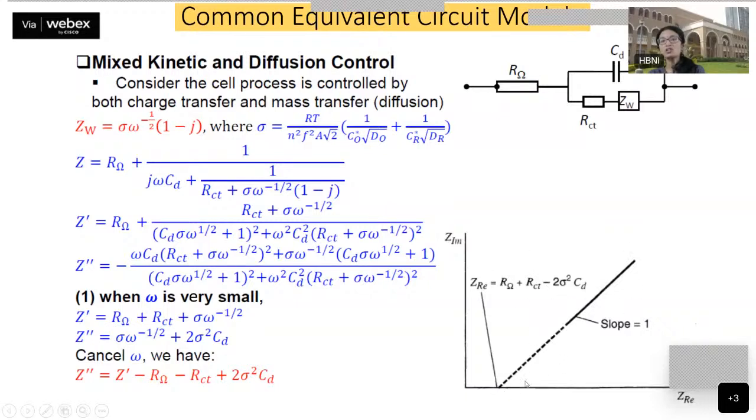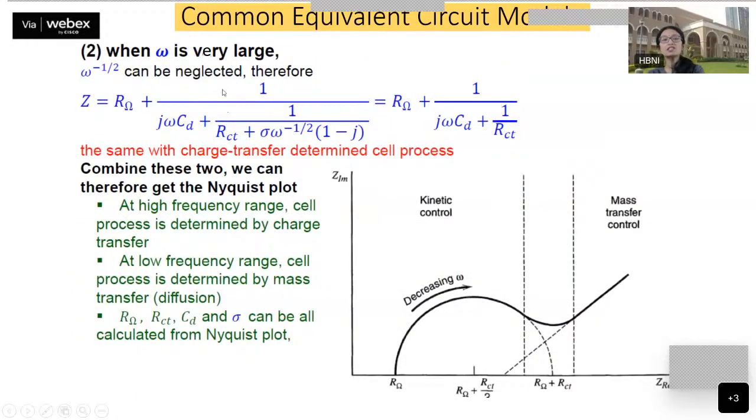So you have an equation of a straight line where the slope is equal to 1. And this happens in the area where your frequency is very low. Whereas when you move into the high frequency region, then this particular equation will tell you that the equation looks exactly the same as in the charge transfer process.